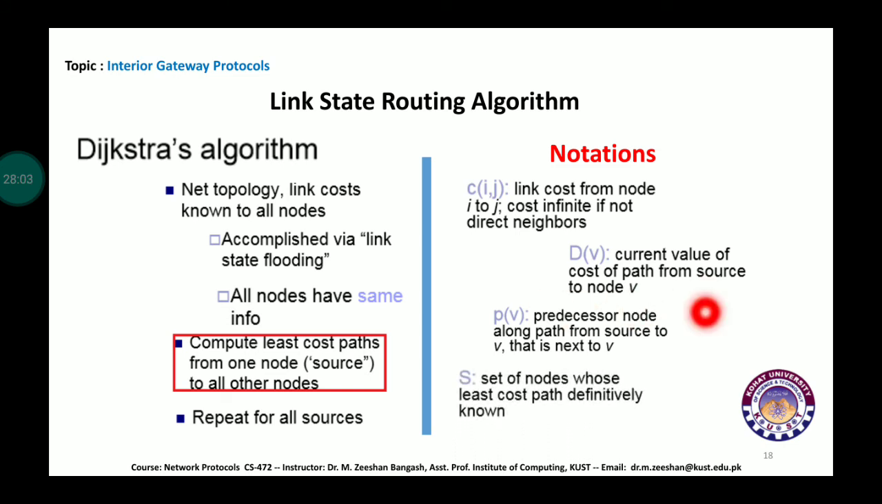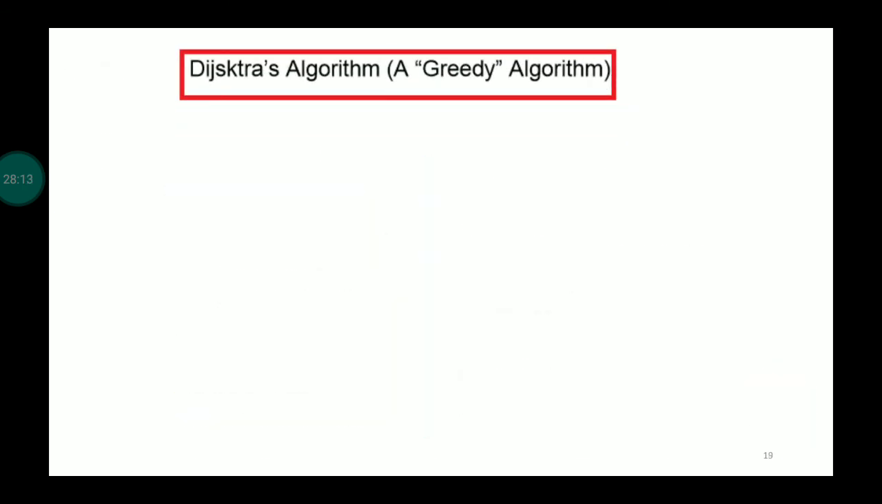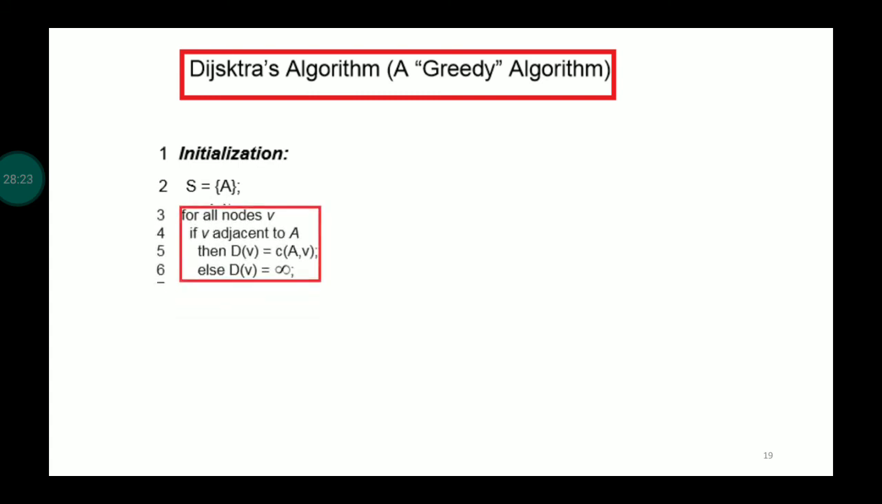Similarly, S is basically a group of nodes, a set of nodes, whose least cost path definitely is known to the network. So we can call this Dijkstra algorithm, which works on the mechanism of a greedy algorithm. That's initialized, and this is a set of nodes that have the least cost, and then a loop is executed, and on the basis of that loop, the cost is calculated here.